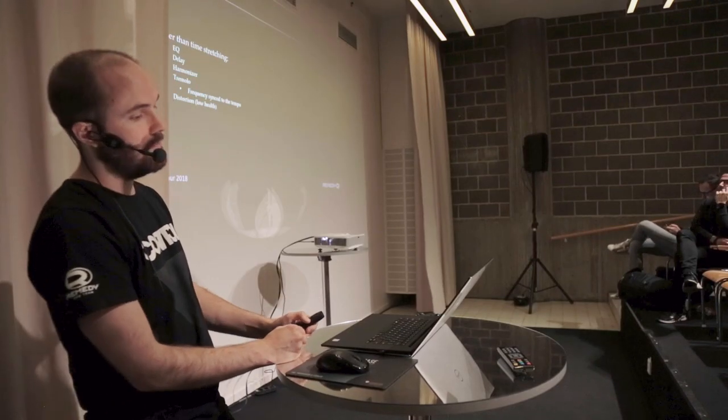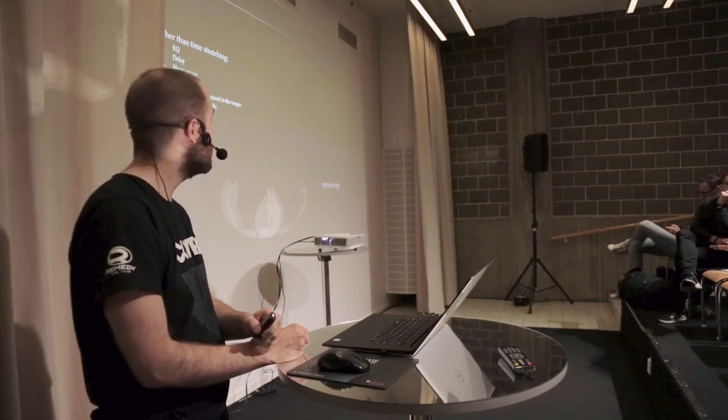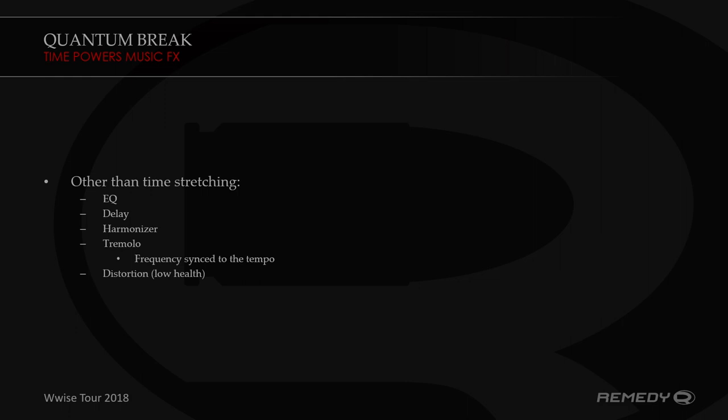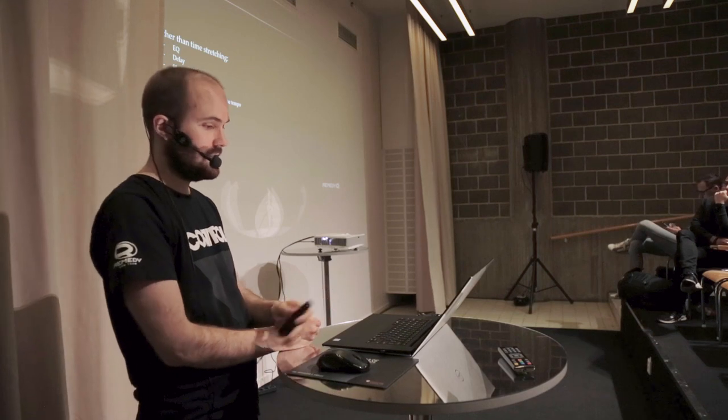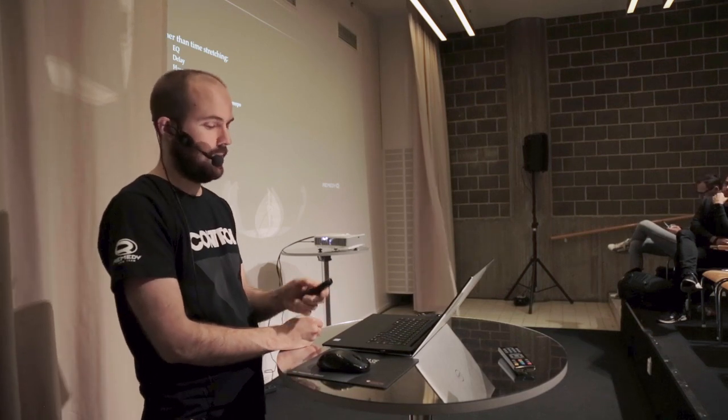In addition to the use of time stretching, the music is affected in real time by a few more things like EQ, delay, harmonizer, tremolo, and distortion. Actually, the frequency of the tremolo is synced to the tempo. Every time the main character uses his time powers, the tremolo modulates the input signal randomly over either triplets, 16th notes, sextolets, or 32nd notes.